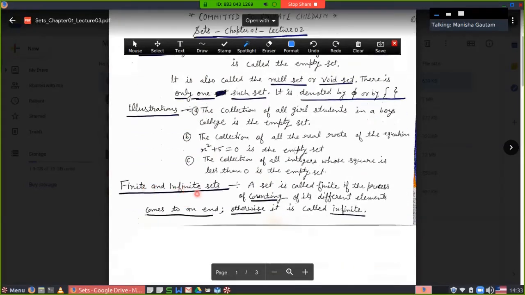The next one is finite and infinite set. As the name written here, finite and infinite. Finite means countable numbers. A set is called finite if the process of counting its different elements comes to an end. Otherwise, it is called infinite. When you can count the numbers in a set, it means the set is a finite set. If you are unable to count the numbers in a set, then it is an infinite set.